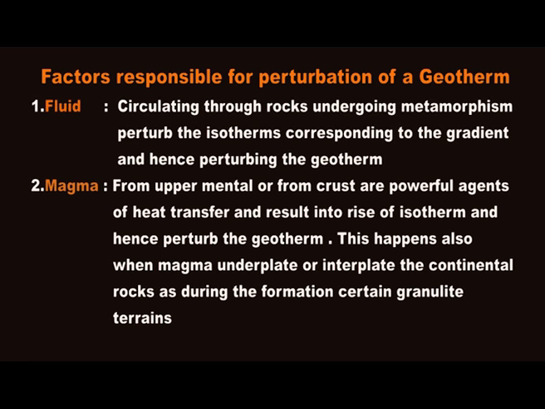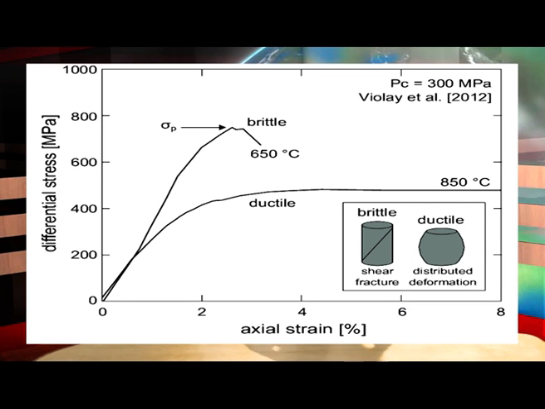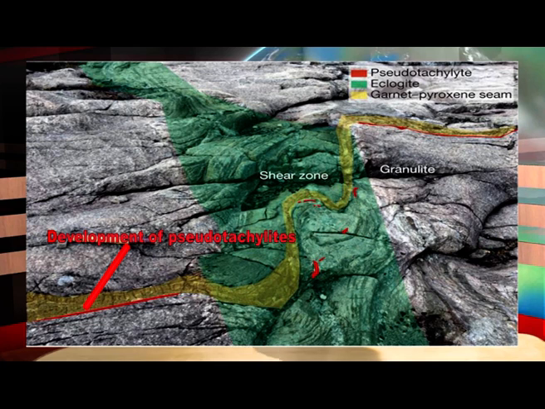Second, magma from the upper mantle or from the crust is a powerful agent of heat transfer and results in the rise of isotherms, and hence perturbs the geotherm. This also happens when magma underplates or intrudes the continental rock, as during the formation of certain granulite-like terrains. Third, ductile shearing can also perturb the geotherm when the intensity of shearing and the speed of rock movement along the dislocation are high, particularly seen in the development of pseudotachylites.